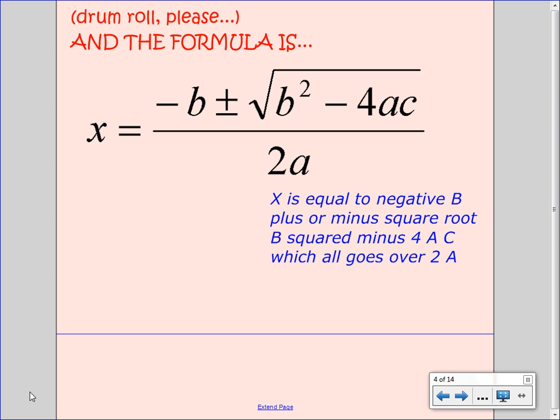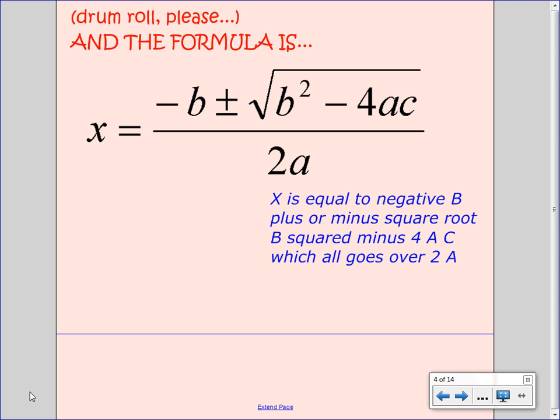The song sounds like this. X is equal to negative b plus or minus square root b squared minus 4ac, which all goes over 2a. One more time. X is equal to negative b plus or minus square root b squared minus 4ac, which all goes over 2a.